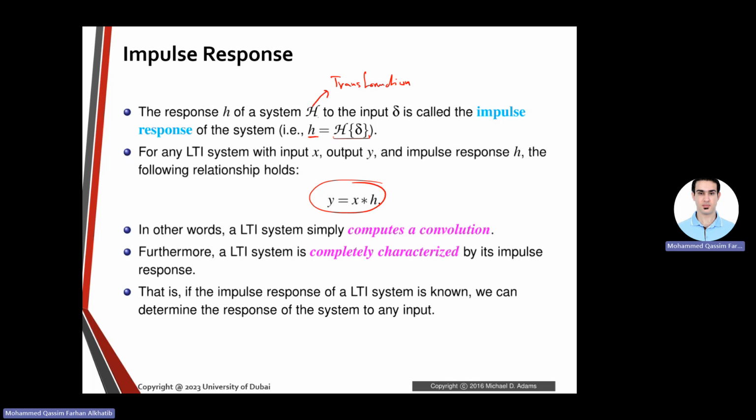In other words, an LTI system simply computes a convolution, which is basically what we have been doing so far. When you have a system, I have x, I have y, and there's h. The relationship between all those is given by this expression. Furthermore, an LTI system is completely characterized by the impulse response. We can check stability, whether the system is linear, time invariant, bounded input bounded output, causal, and so on. If the impulse response of an LTI system is known, we can determine the response of the system to any input we may have.